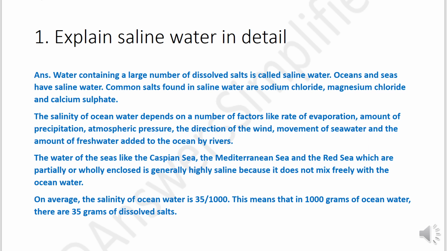The water of the seas like the Caspian Sea, the Mediterranean Sea, and the Red Sea, which are partially or wholly enclosed, is generally highly saline because it does not mix freely with the ocean water. On average, the salinity of ocean water is 35 per thousand. This means that in 1000 grams of ocean water, there are 35 grams of dissolved salts.